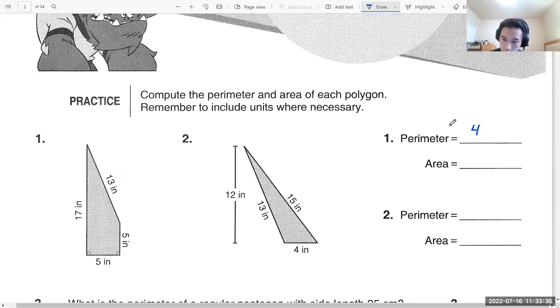40. And then it's important to keep your units because it could be 40 anything. We don't know what it is. In this case, we're talking about inches. So 40 inches. There we go.